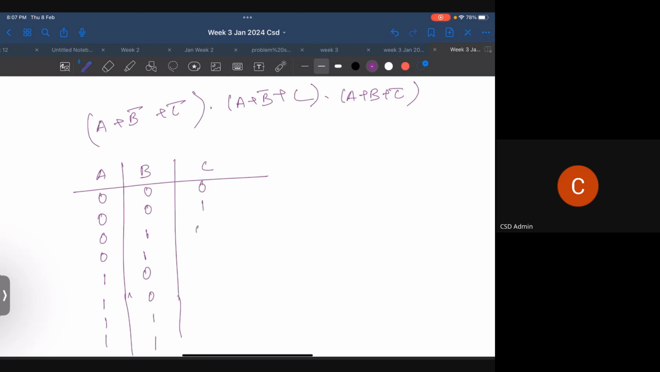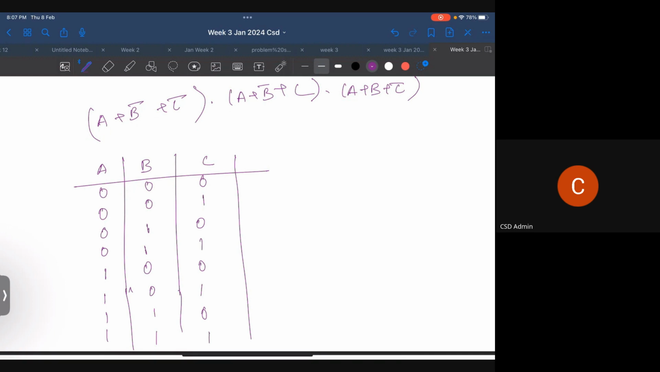Zero, one, one, zero, zero. Right now, okay. So A plus B plus C. So this is 1, 0, 0. 1, 0, 0, you are getting 0. Sorry, this will be 0. 0 are getting 0, 1, 1, 0, 1, 1.